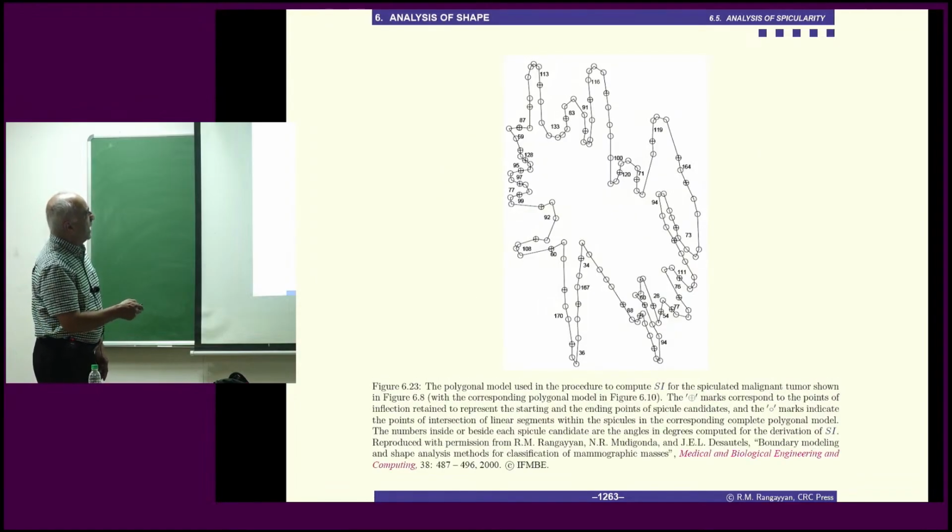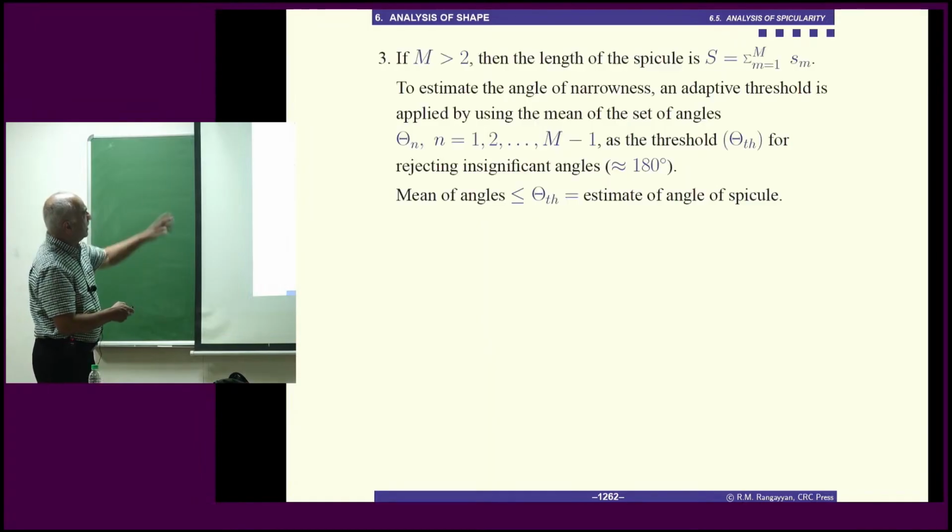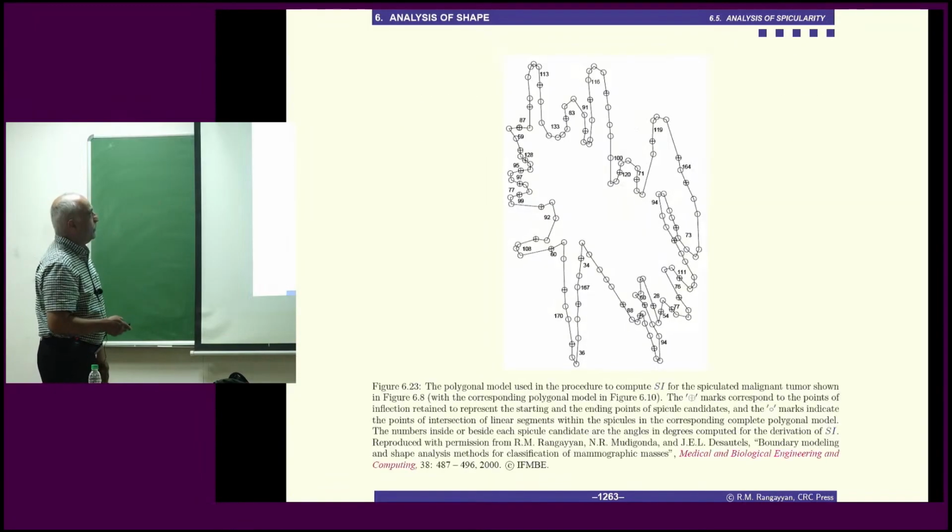Anyway, we get all these angles, and it's all described there. We don't have to go through that. I have described it using this figure.